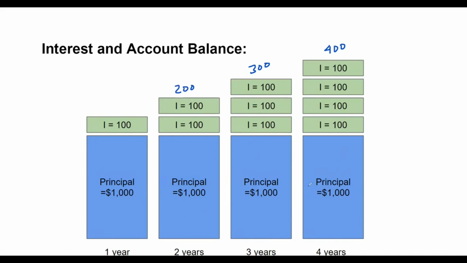The reason I'm talking about this is that some questions might ask you not about the interest amount, but the total amount that's in the account. When that's the case, we have to add the interest and the principal together. 1,000 plus our additional $400 leaves us with $1,400 after 4 years. So hopefully that explains that relationship between interest and account balance.